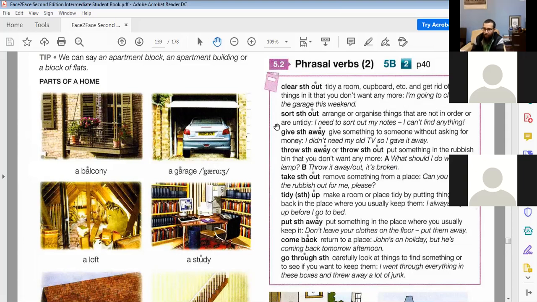Then we have to sort something out. So sorting out, just like you said, arrange, organize. I think there's another word you used. What did you use, Sana? Classify. Classify is also correct. It's the same meaning. Classifying things. This is all related to sorting, and it's the same thing. Then we have give something away.